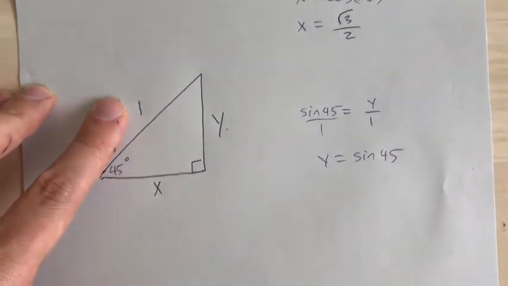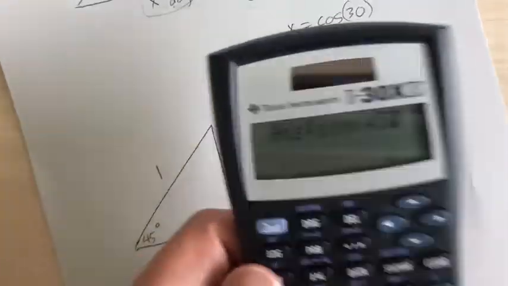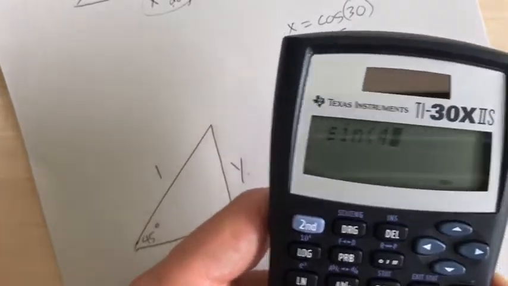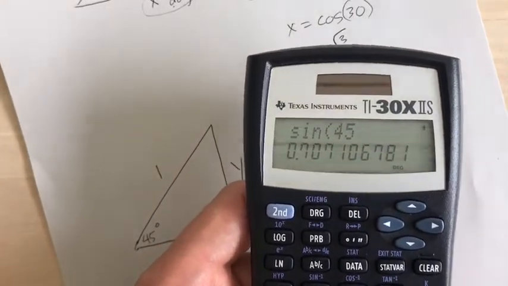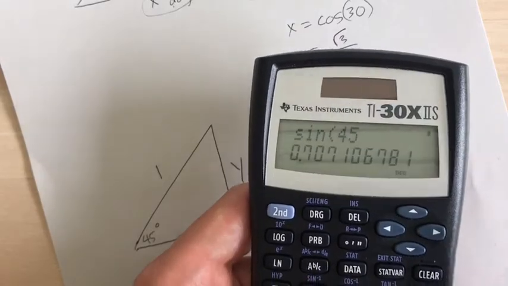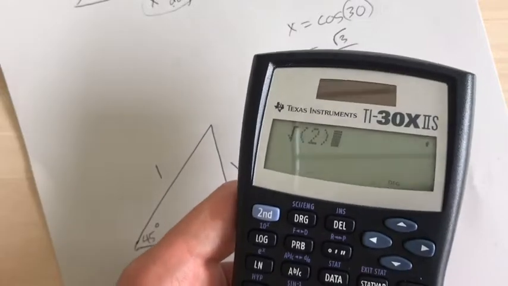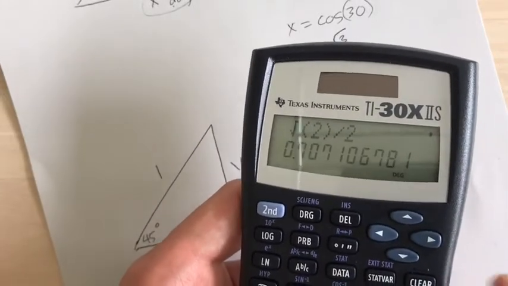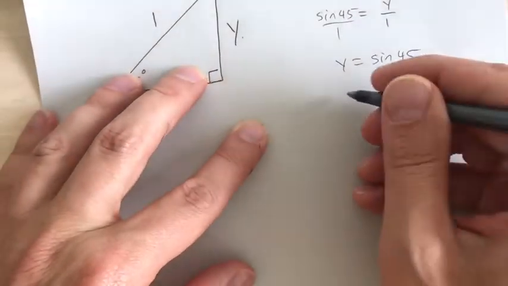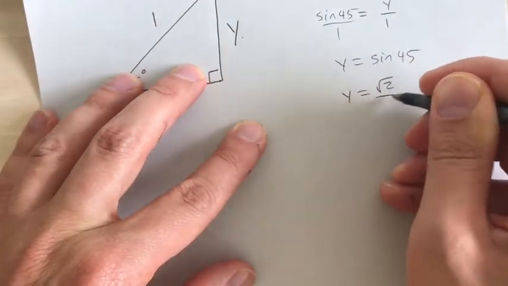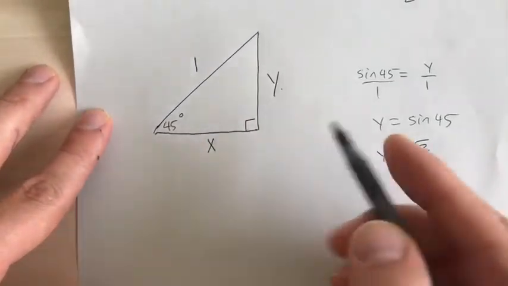Now, sine of 45, we get 0.707. Again, into a decimal. The square rooted number that is equal to this is square root of 2 divided by 2, you'll notice that it is equal to 0.707. So that is usually the exact number that people will leave for that y value.